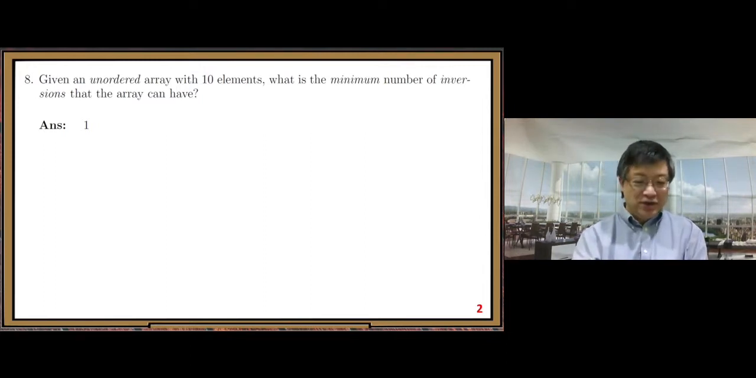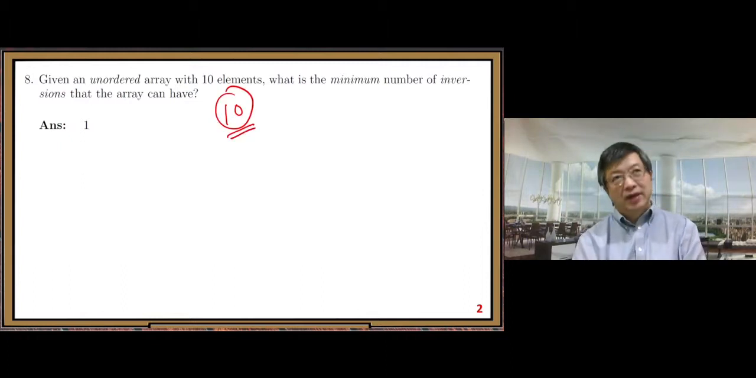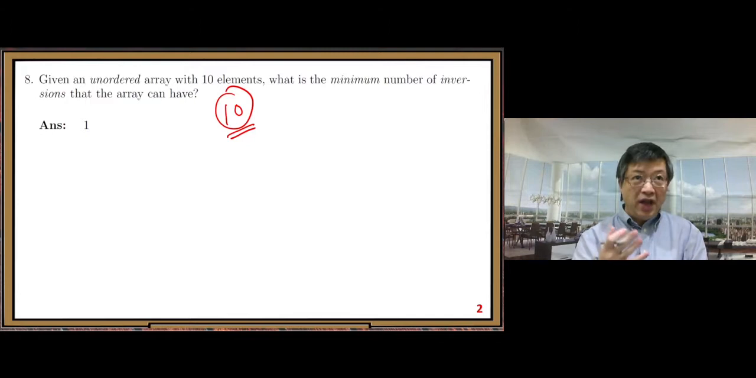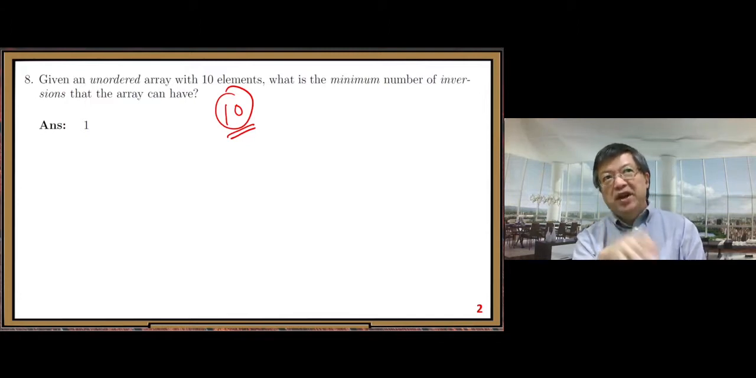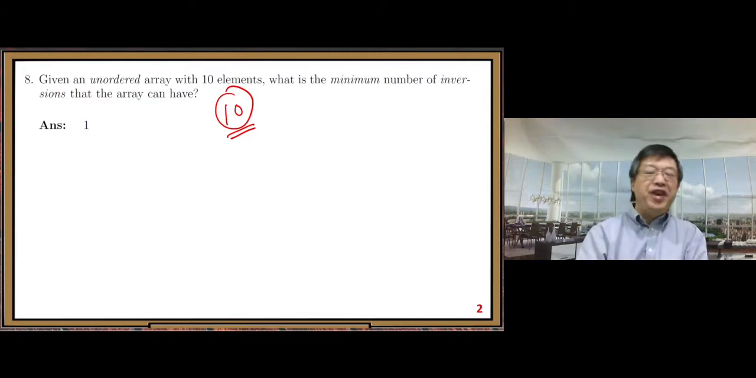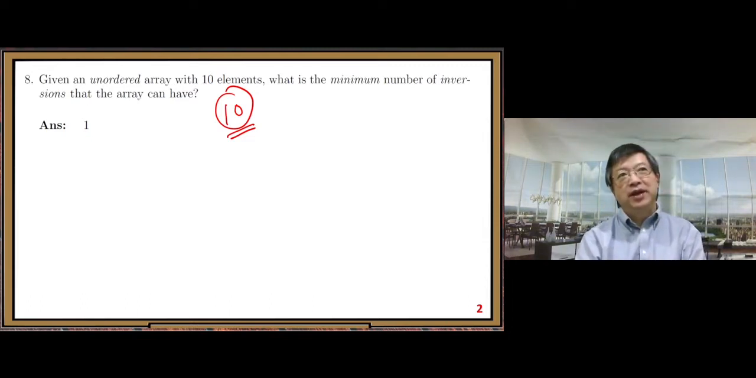But this one, quite some number of you missed this one. Most students gave me 10. That is the question that appears most number of times. Why 10? I think those students connect this question to another phenomenon. So what's that? This question: best case, worst case, efficiency.